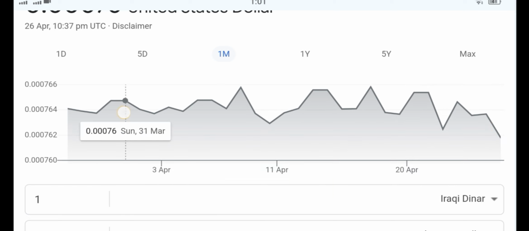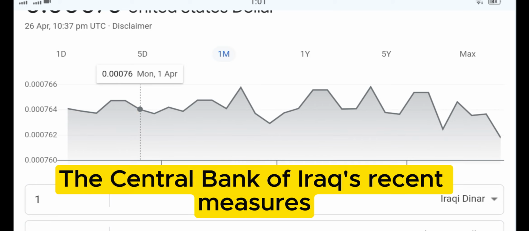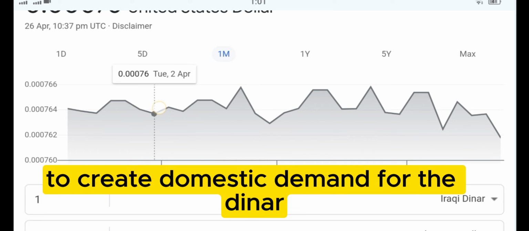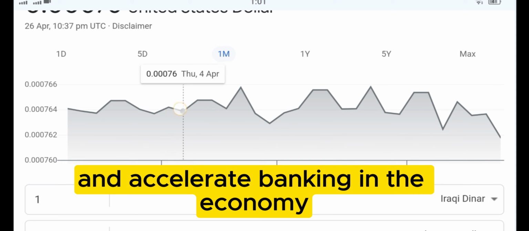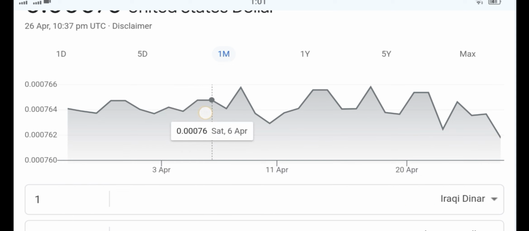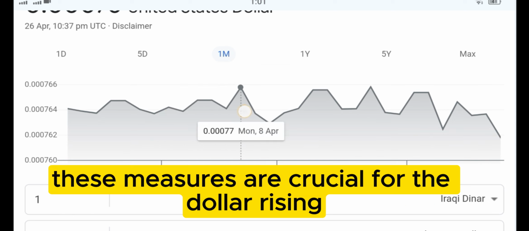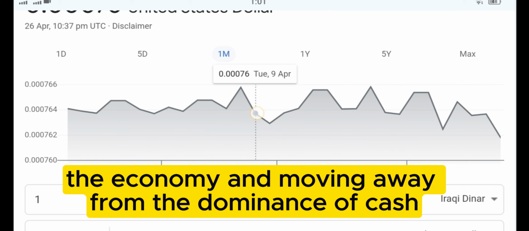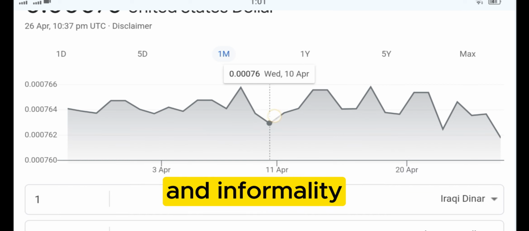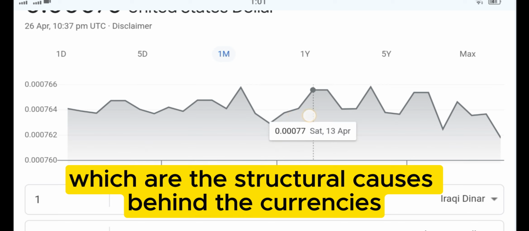The Central Bank of Iraq's recent measures to create domestic demand for the dinar and accelerate banking in the economy are steps in the right direction. These measures are crucial for de-dollarizing the economy and moving away from the dominance of cash and informality, which are the structural causes behind the currency's turmoil.